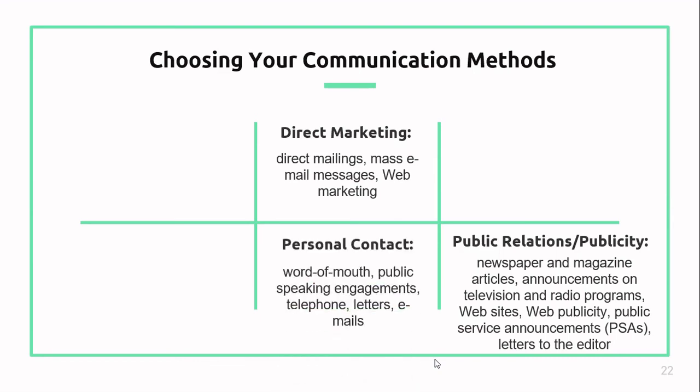So next is personal contact, which may include word of mouth, public speaking engagements, telephone, letters, and emails. So one-on-one personal contact can be one of your most effective ways of communicating with your target users. Because it can create a better understanding of the programs that you are going to promote, and more enthusiasm than the other communication methods.